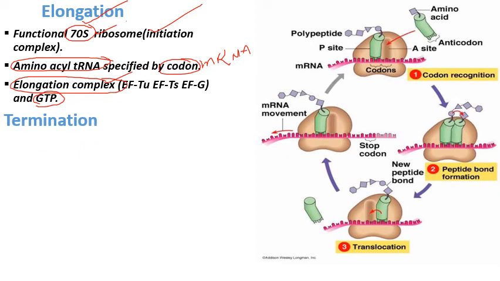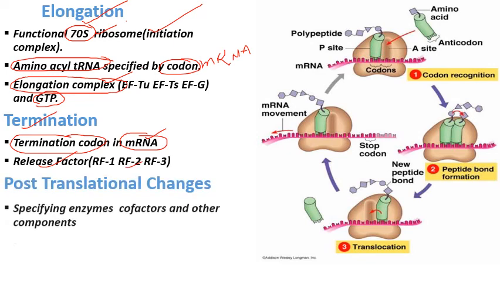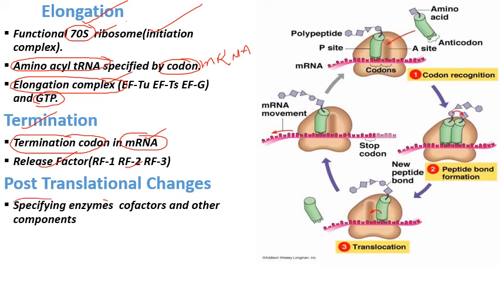Then the last step in the translation process is termination, which means stoppage of protein formation or peptide formation. For this event, termination codons are required, and the termination codons will be present on the mRNA. And along with this, we require release factors. The cell requires release factors for the termination process. So there are various release factors which are present. Then it requires some post-translational changes, which involve specific enzymes, cofactors, and other components.